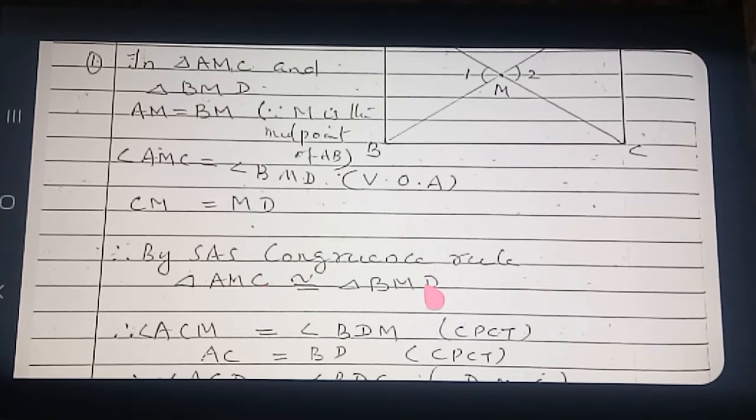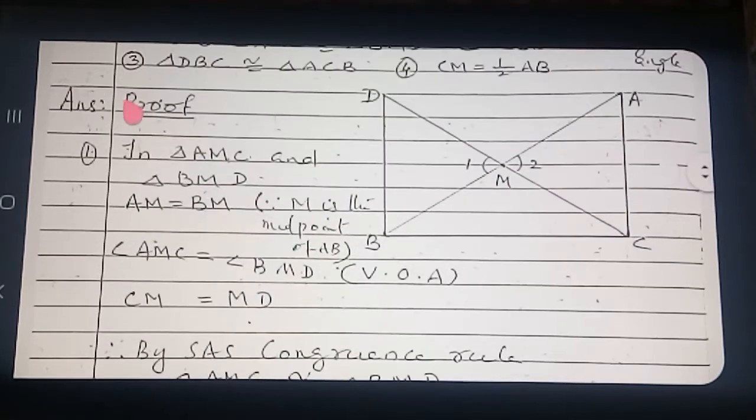So what can you say? Corresponding parts of congruent triangles. I told you already, if two triangles are congruent, all corresponding parts are congruent. Therefore, angle C equals angle D. So write the full name: angle ACM, this one, and which one? See the diagram, angle BDM. Angle C and angle D are congruent.